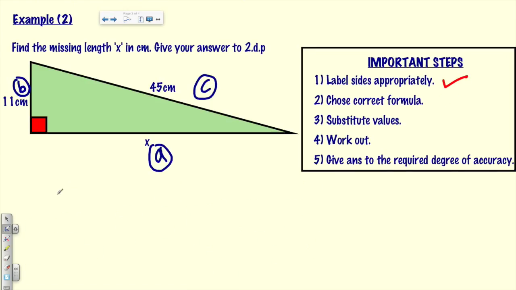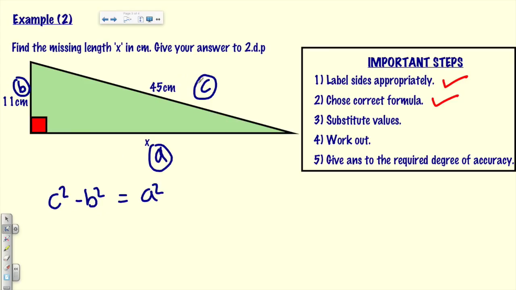So let's write that out clearly. C squared take away B squared equals A squared. Remember that A squared and B squared can be interchangeable at any time. But for now, since we labeled x A, we need to find what A squared is. So once we've chosen the correct formula, we substitute the values.